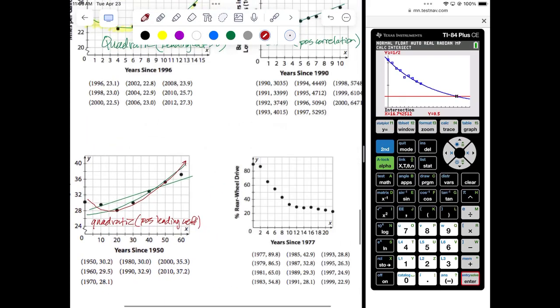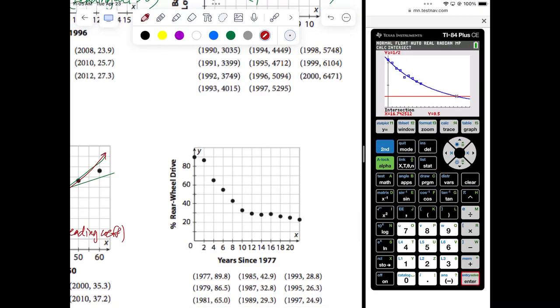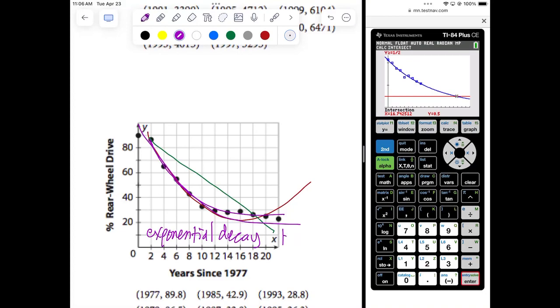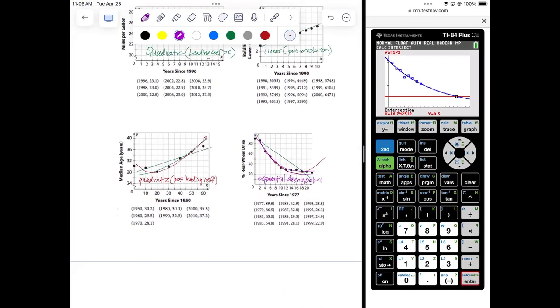All right. Now, what about this one? Does this one look quadratic? Does it look linear? Does it look exponential? Yeah, this one looks like exponential decay. Exponential decay, which means the base is between 0 and 1. And that's it.